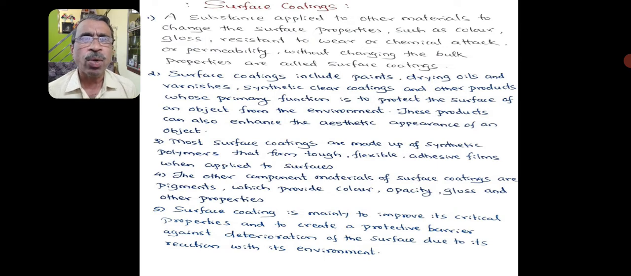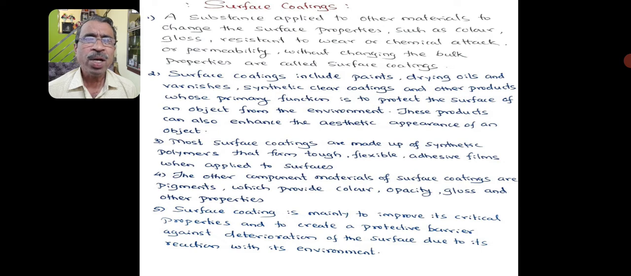Surface coatings include paints, drying oils, and varnishes, and even synthetic clear coatings and other products whose primary function is to protect the surface of an object from the environment. These products can also enhance the aesthetic appearance of an object. Most surface coatings are made up of synthetic polymers that form tough, flexible, adhesive films when applied to surfaces.